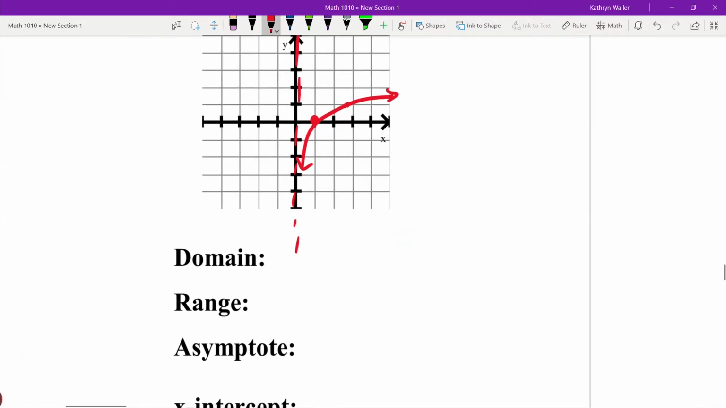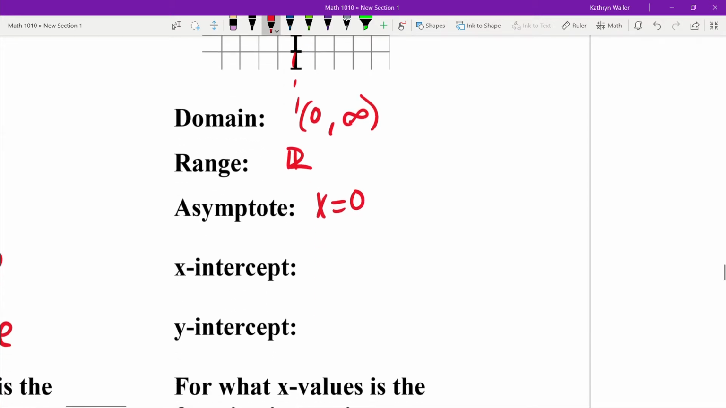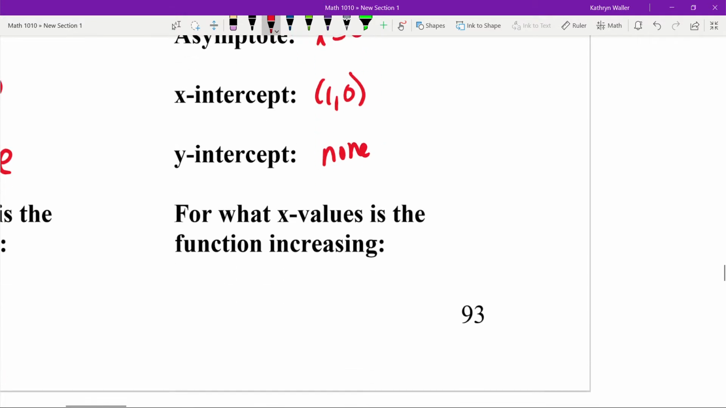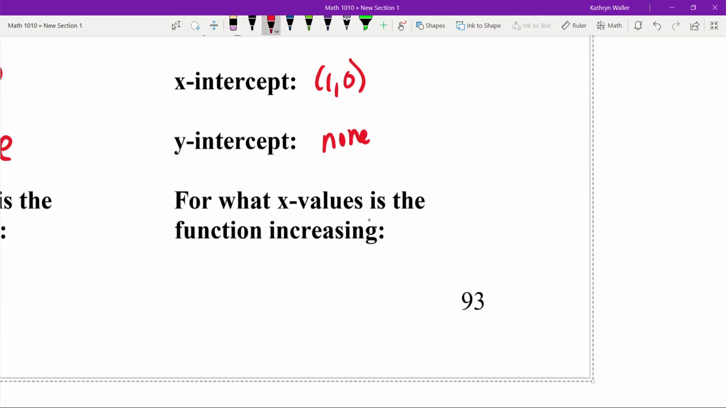Domain, look at the graph. It's the same as the other one, 0 to infinity. The range, all real numbers. Asymptote, x equals 0. X-intercept, 1, 0. Y-intercept, none. Where is it increasing? Let's write it the other way. Let's say x is greater than 0, which is the same thing as 0 to infinity.